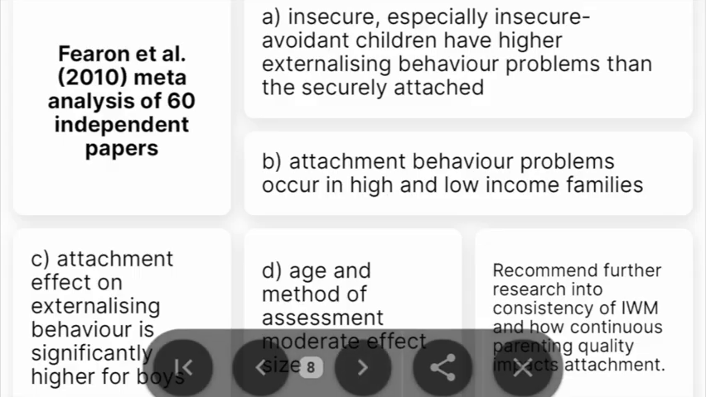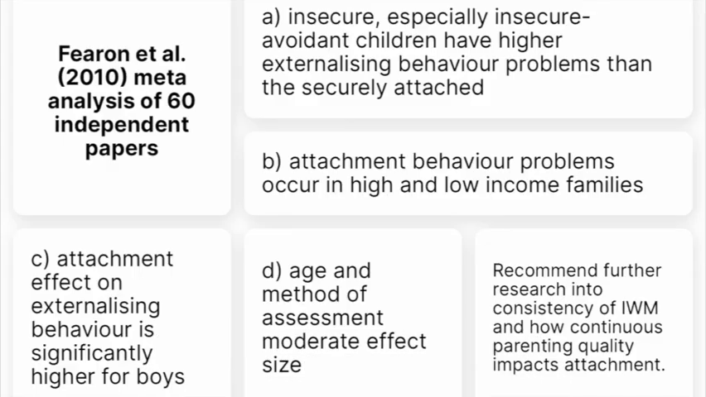What's the evidence? Farran et al., their findings support the claim that attachment insecurity correlates to subsequent child behavioral issues. For example, especially insecure avoidant children have higher externalizing behavior problems than the securely attached. So externalizing behavior problems means they lash out and they act out. And then attachment behavior problems occur both in high and low income families, so it may indeed be universal.